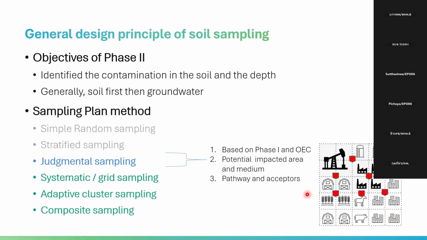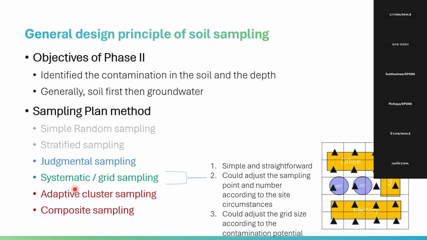For example, you have a factory here and a storage tank here, and you can set a sample between the factory and the storage tank, trying to figure out the distribution of the potential contamination. And of course, you can use so-called systematic grid sampling. You set up a proper size grid and put a sample at the center of each point. It is a very simple, straightforward idea.